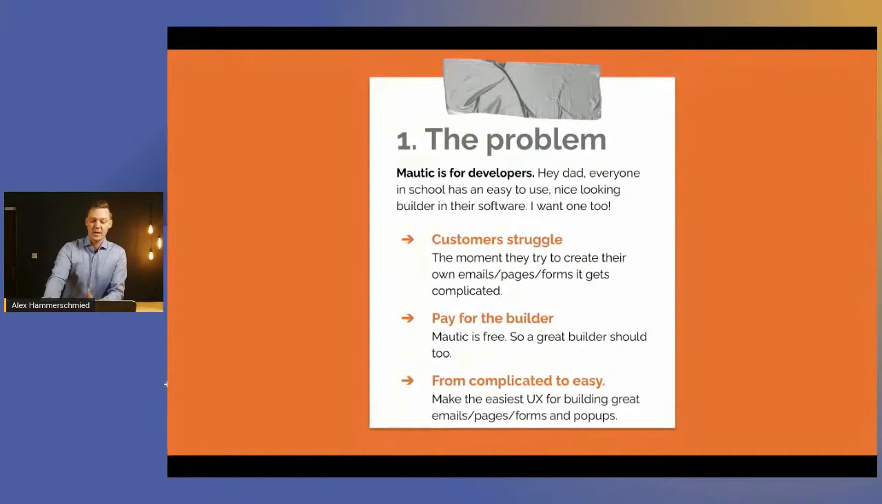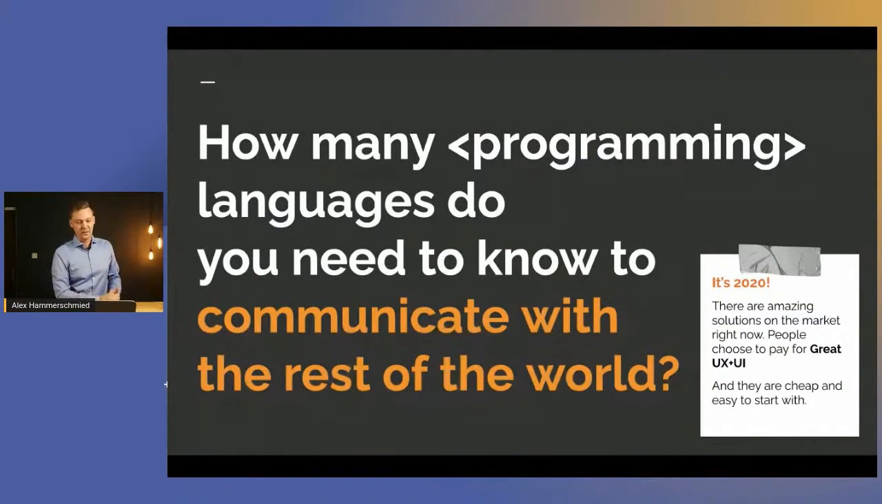So over the whole Mautic system, the question: how many programming languages do you need to know to communicate with the rest of the world? If you're used to Mautic, if you are used to serving your customers best and solving their problems, then you know you would need at least front-end languages like HTML, CSS, JavaScript. Better would be to know a little bit of PHP. And of course, you need to know Linux because you have to run your server. And then it would be good to know a little bit how Composer is working and so forth. So it gets huge.